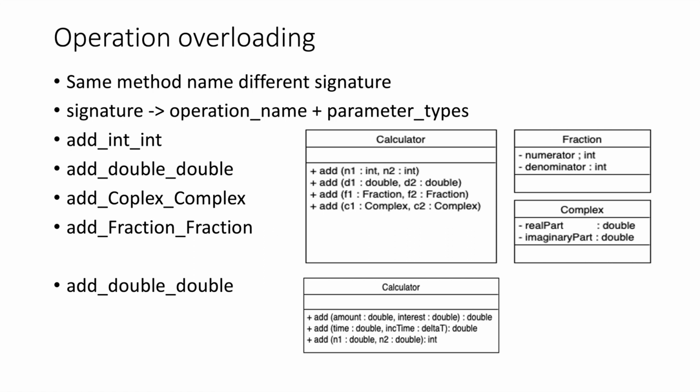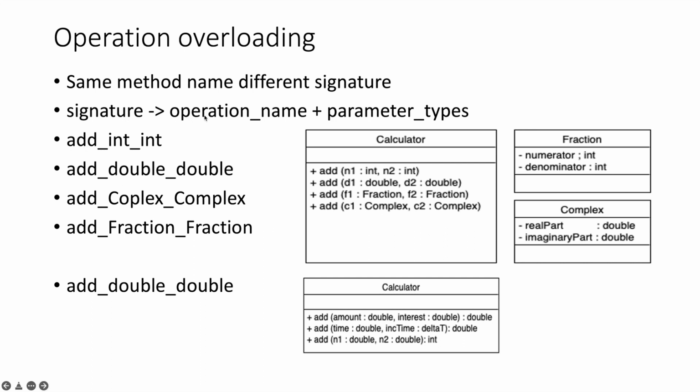In a very loose sense, we can consider signature to mean collectively giving attention to the operation name as well as the parameter types, not the parameter names. See, this n1 is a parameter name, right? It's a formal parameter name, but int is a type. For example, add n1 int, n2 int. Here, add is the operation name, n1 and n2 are the parameter names, the local names inside a method, and int is the data type for them.